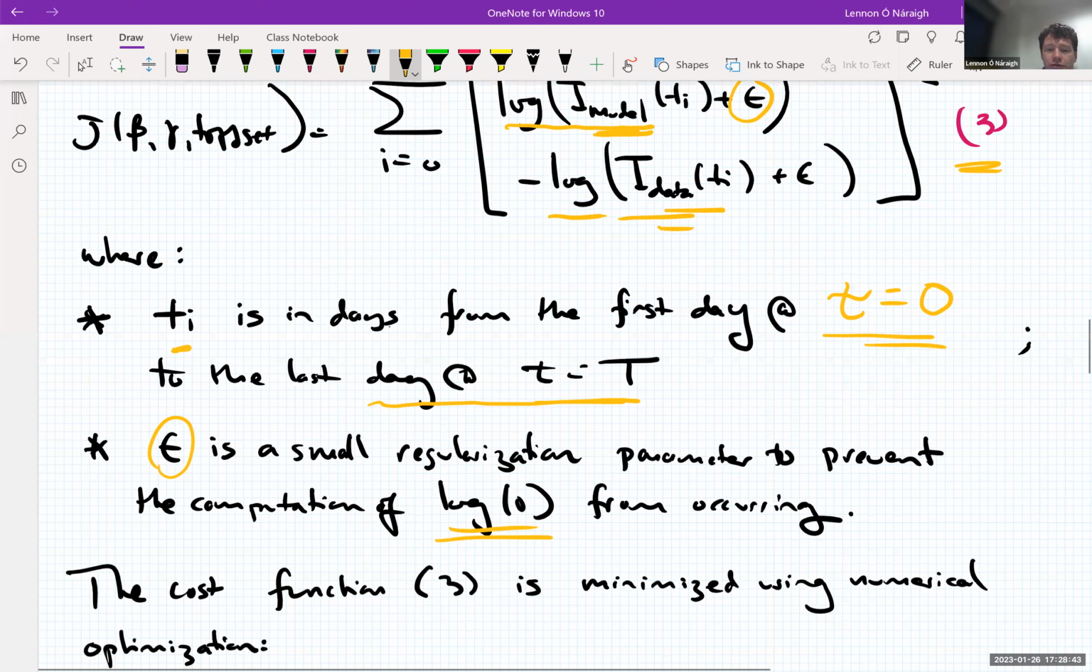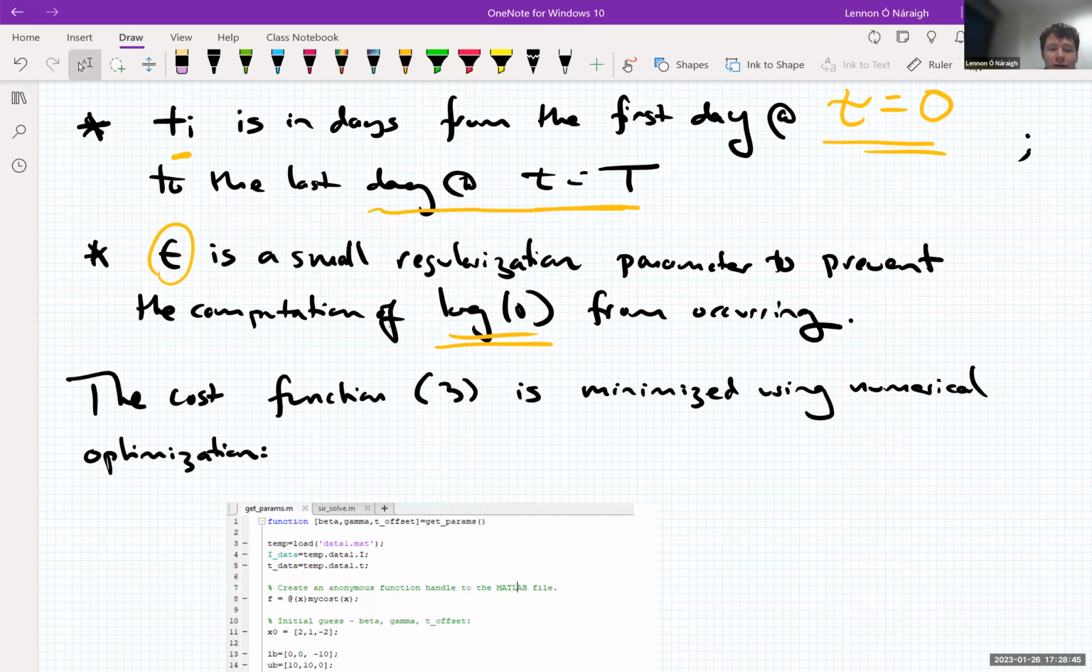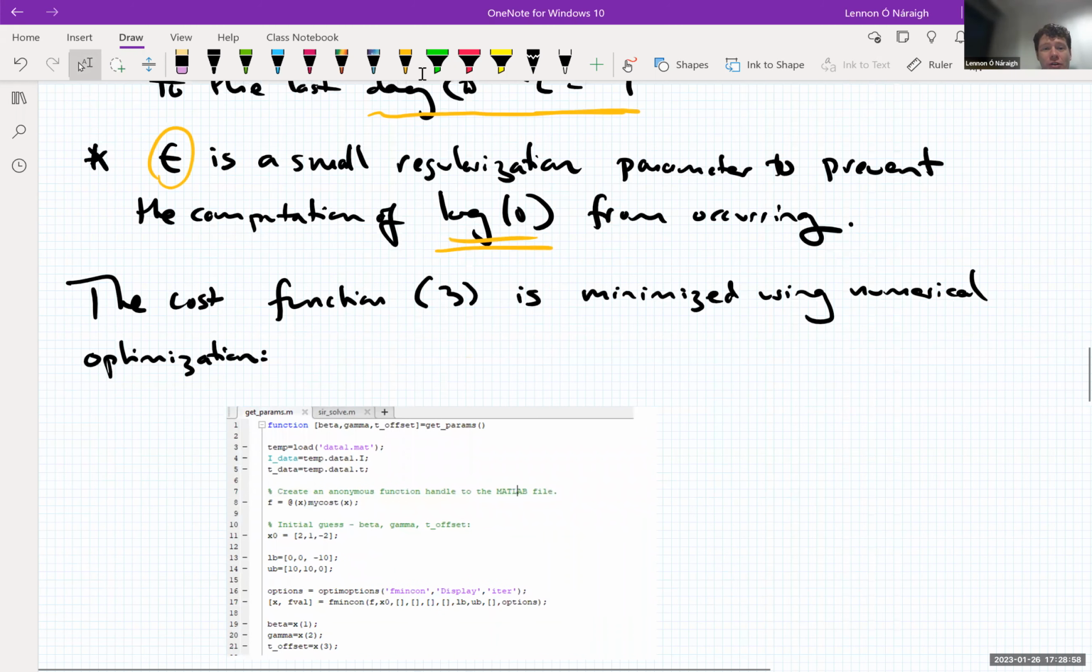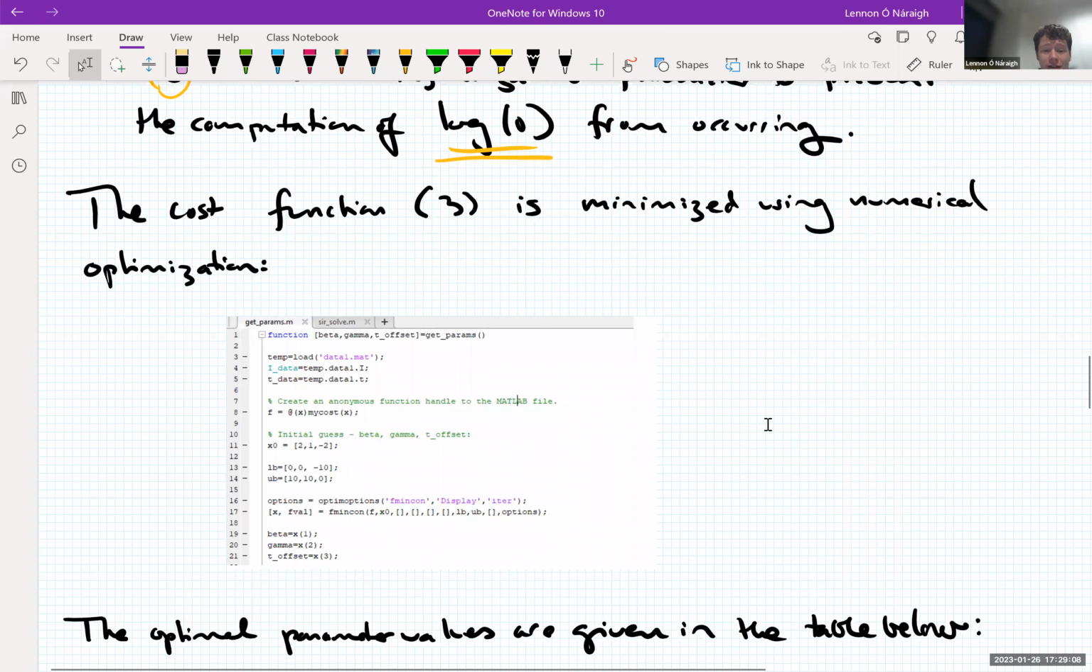The cost function 3 is then minimized using numerical optimization. In this example, I do it in MATLAB, but it can just as easily be done in R. There are some nice examples on the web of R codes where they do precisely this problem. They fit an SIR model to some data. If you prefer R, I'd encourage you to do that Google search and find the equivalent examples to the one I'm showing here.